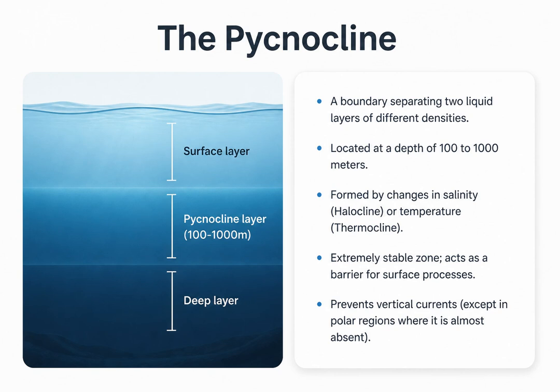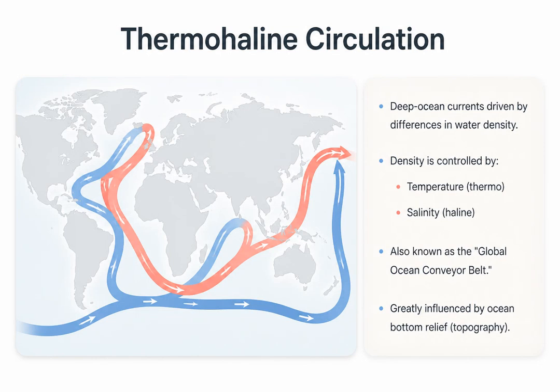The major exception is in polar regions. Here, the pycnocline is almost absent because the surface water gets so cold and dense that it sinks directly to the bottom, allowing for deep vertical mixing. While winds drive the ocean currents in the upper 100 meters, there is a massive system of currents flowing thousands of meters below the surface. These deep ocean currents are driven entirely by differences in the water's density.